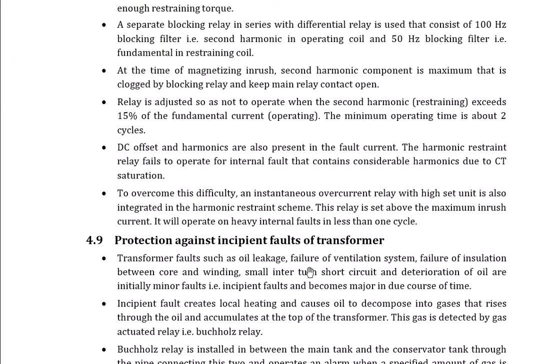A separate blocking relay in series with the differential relay is used, that consists of a 100 hertz blocking filter, the second harmonic, in the operating coil, and a 50 hertz blocking filter, the fundamental, in the restraining coil. At the time of magnetizing inrush, the second harmonic component is maximum, that is blocked by the blocking relay, which keeps the main relay contact open.